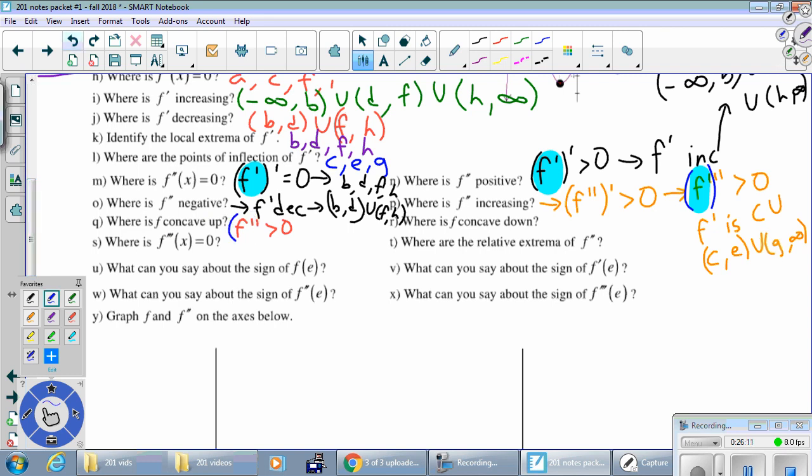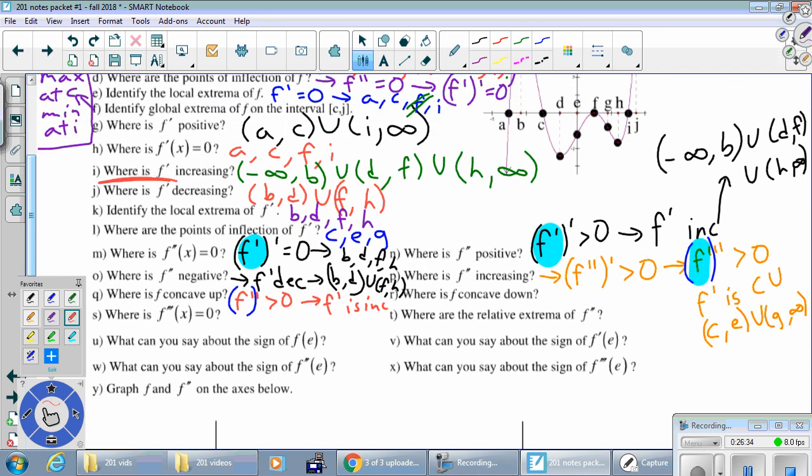Don't quite have enough room to fit that in there. F prime, I think that's good. So where is F double prime positive? And again, anytime you tell me a first derivative is positive, that means that the original function is increasing. And in fact, I think we have answered that question before. F prime is increasing. Is that somewhere? That's right here. So I don't even have room to write the answer, but we've answered this one already. It's the same as the answer for part I of this problem.